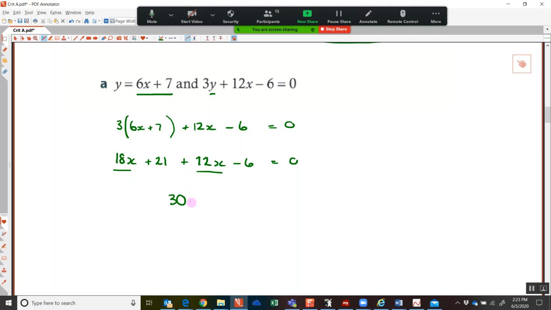Where's your 16 come from? Well, I've actually collected my x's. That's good. But what about collecting my numbers, my constants? What about doing plus 21 subtract 6? What's that? Yeah. And now what do you do, Jay?